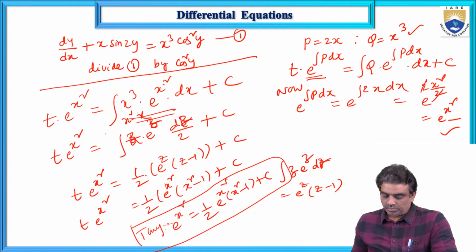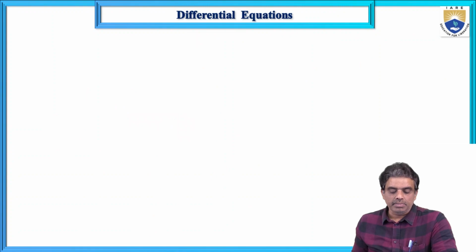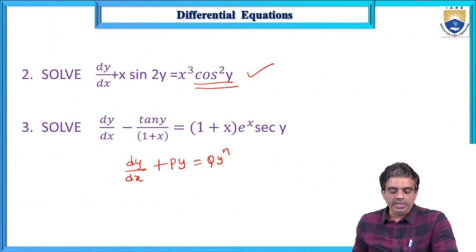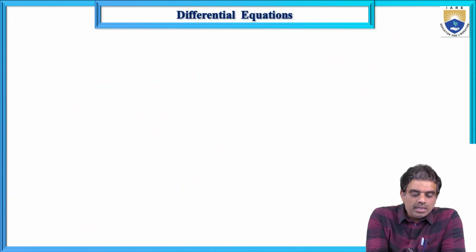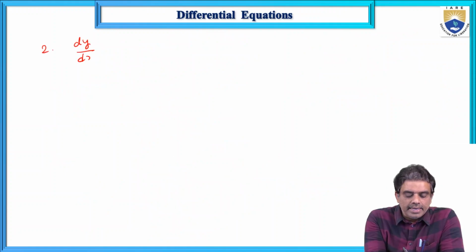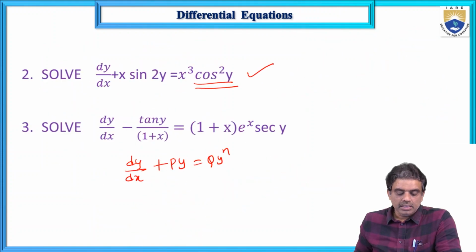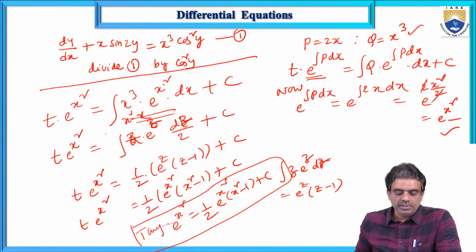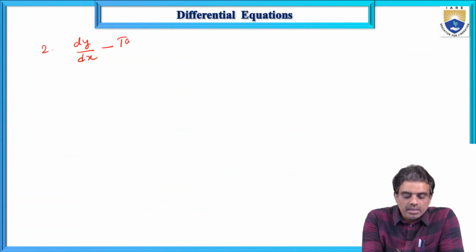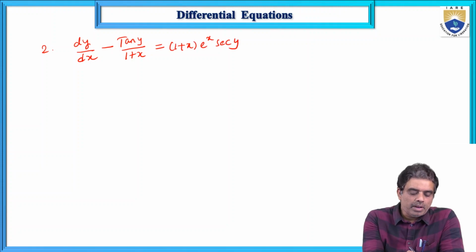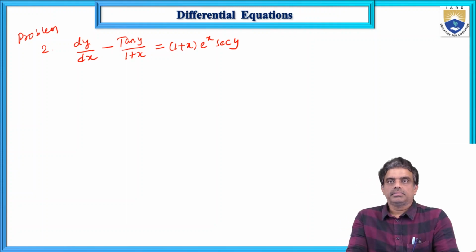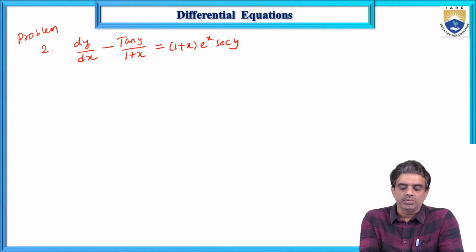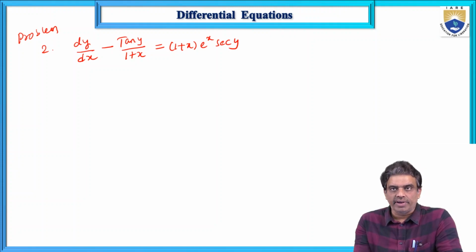Similarly, you can solve the second problem. What is the second problem? I will write the problem here. Now see problem number 2: solve the differential equation dy/dx − tan y/(1 + x) = (1 + x) e^x sec y.